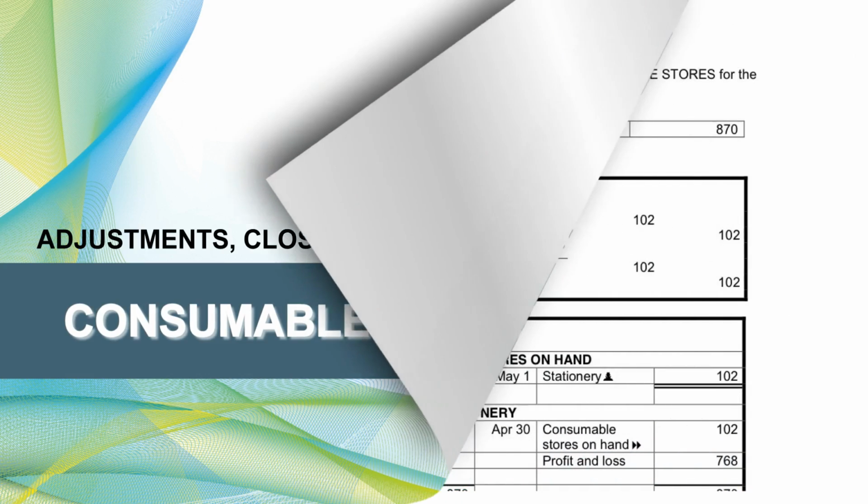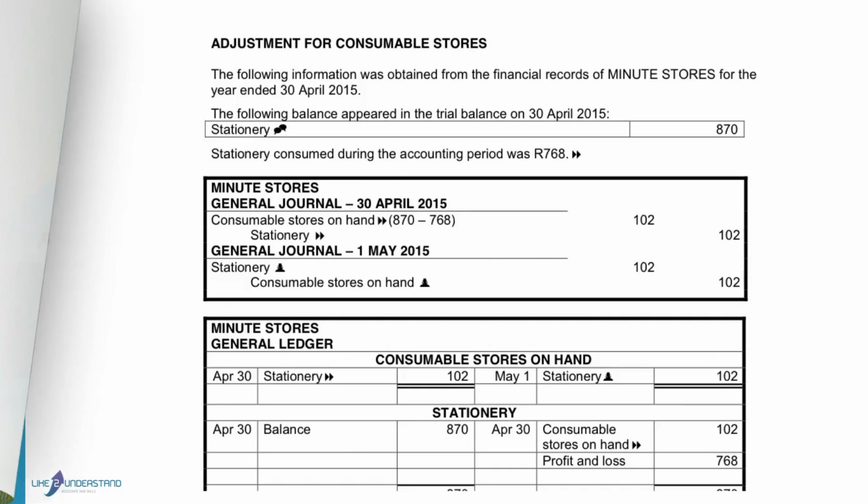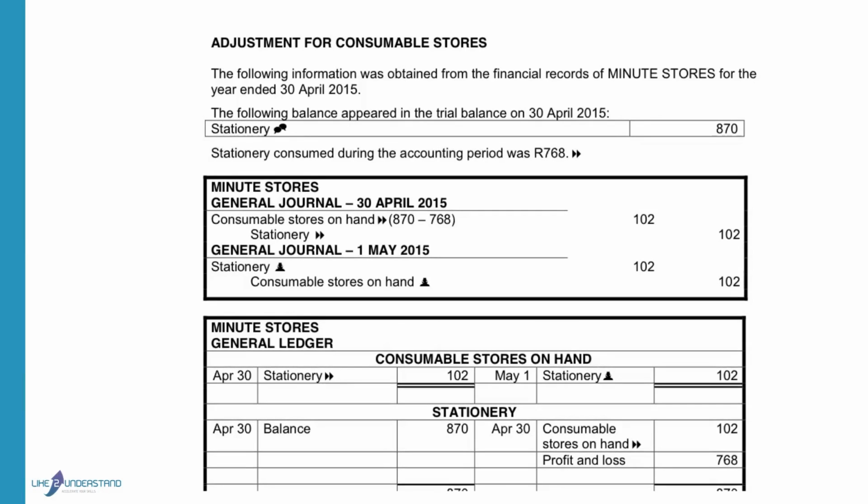Good morning. We will pay attention to consumable stores available at the end of the financial year. The following information is available at the end of April 2015. So there is stationery in the trial balance that is worth 870 Rand. So in my stationery account, I have a balance of 870.